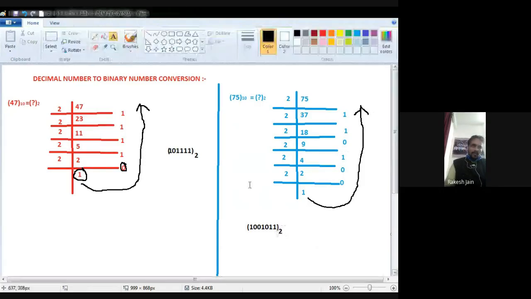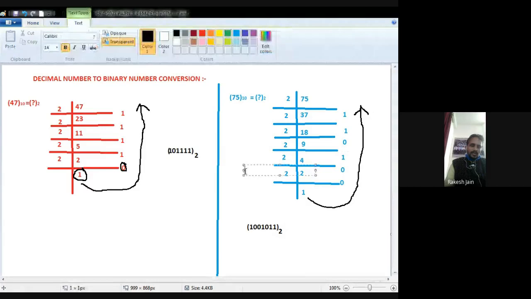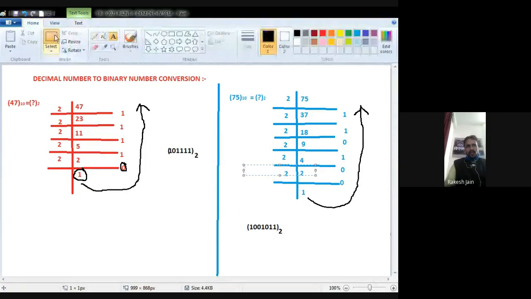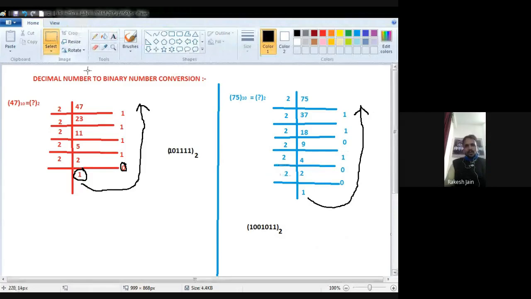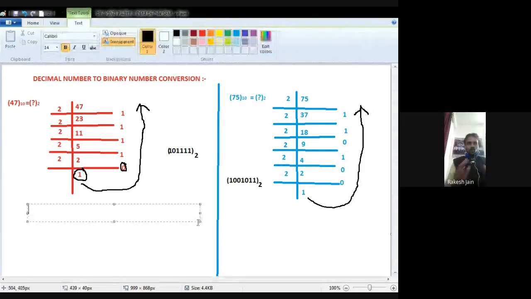So 47 will be converted into binary as 101111, and the number 75 is converted into binary as 1001011. So that is a very simple technique by which we can convert a decimal number into a binary number. Now let's see how a binary number is converted into a decimal number. I just show you for these two examples similarly.